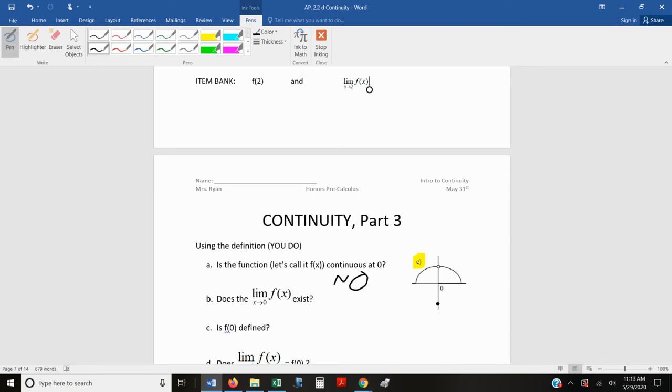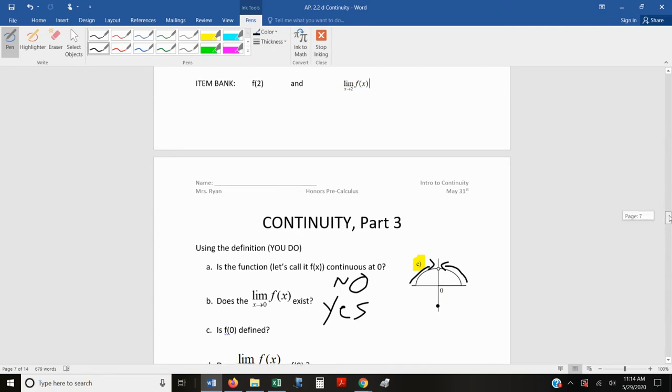Part B, does the limit as x goes to 0 of f of x exist? So do we have a two-sided limit at x equals 0? Answer is yes. As we approach 0 from the left and as we approach 0 from the right, we're going towards the same y value.